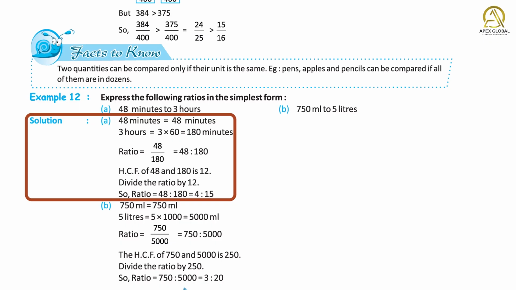Ratio 48 upon 180 equals 48 ratio 180. HCF of 48 and 180 is 12. Divide the ratio by 12. So ratio equals 48 ratio 180 equals 4 ratio 15.